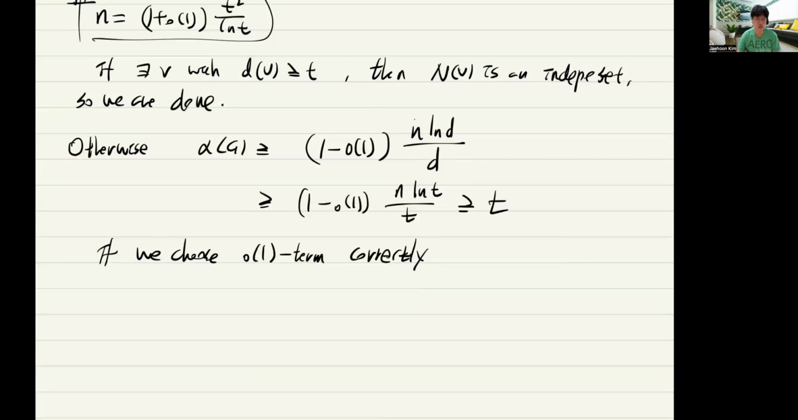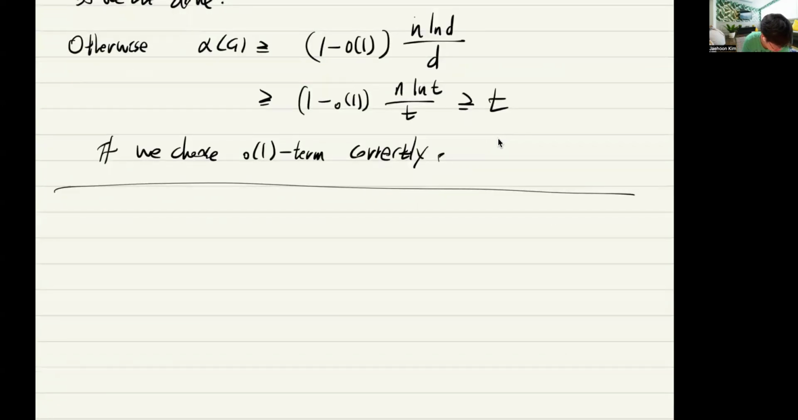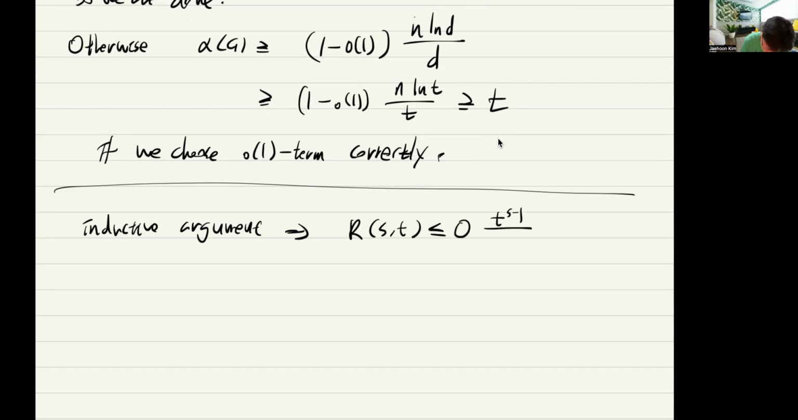And we can use some inductive argument to actually show that this holds. So how do you do the inductive argument? When you take a vertex, so this is like t grows to infinity and s is fixed.